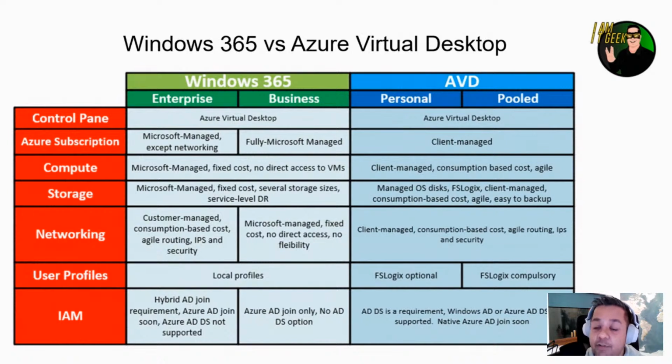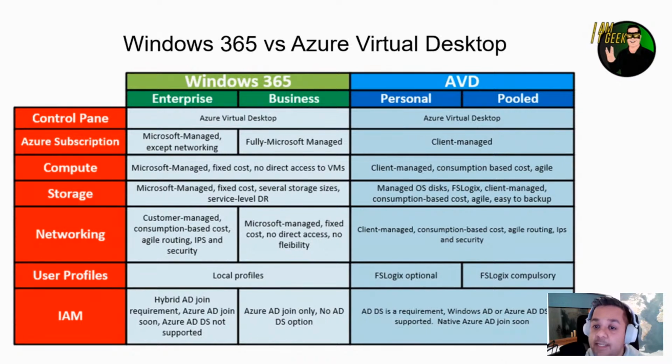Subscription. It's Microsoft managed except the networking element. For enterprise, and for business, it's fully Microsoft managed. So again, with enterprise, you get a bit more access to it, whereas business is a lot more Microsoft managed. You don't have to do as much or anything really. All aimed at the smaller business. If we move across to AVD, we see that's client managed. So your subscription, you have to manage yourself. So again, a massive difference there.